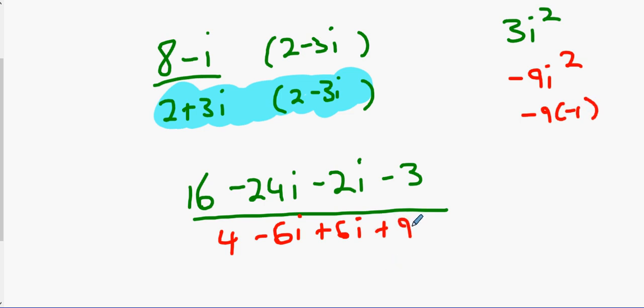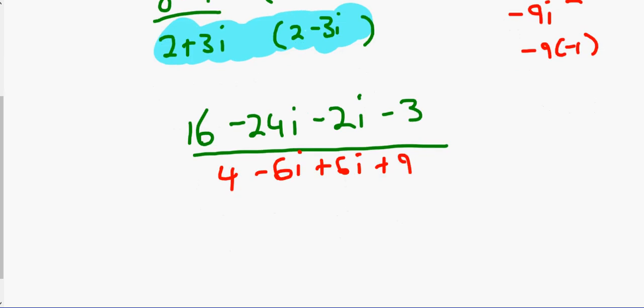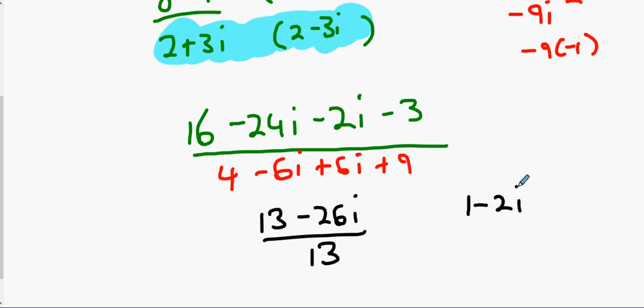Okay. Now what happens on top? What happens on top, Ben? It becomes 13 minus 26i. Yeah. And on the bottom? 13. And then divide it in. 1 minus 2i. And you're done. Alright, you guys? Are they both an element of R? Yeah. Would you guys all be okay with taking care of question 3 now?